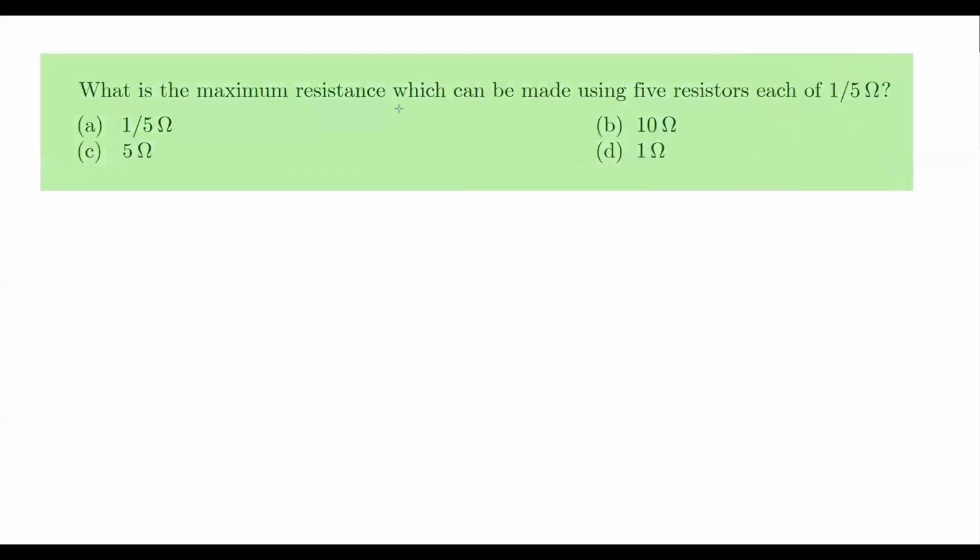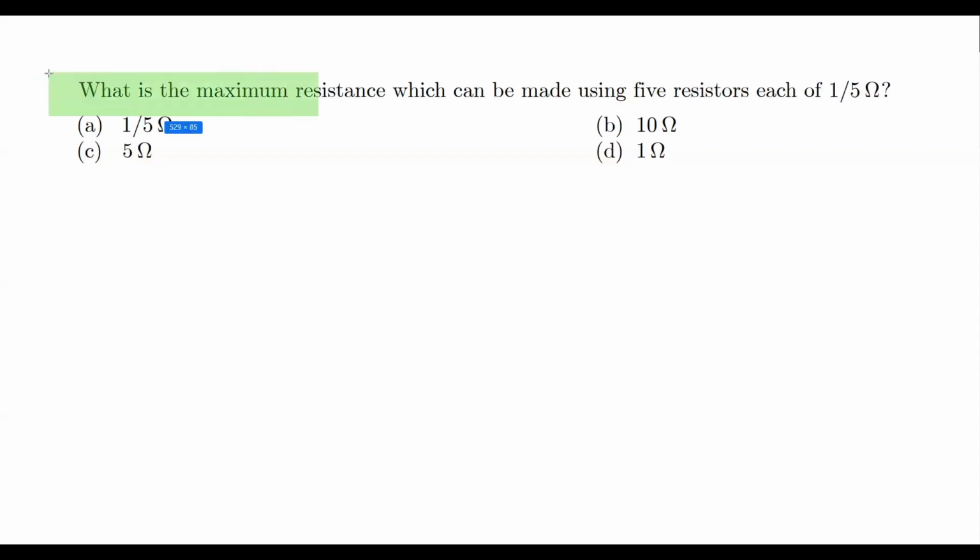The next question is from the chapter electricity. It says, what is the maximum resistance which can be made using five resistors of 1 over 5 ohm? What we know is that in the case of series, the resistance is what?